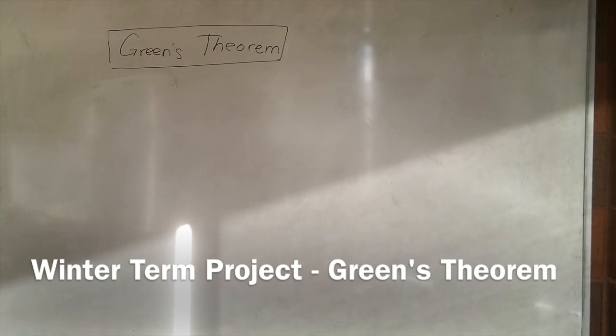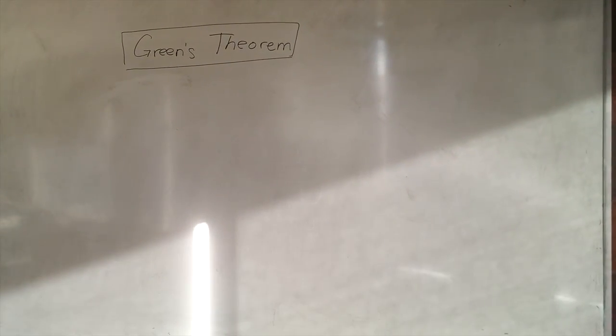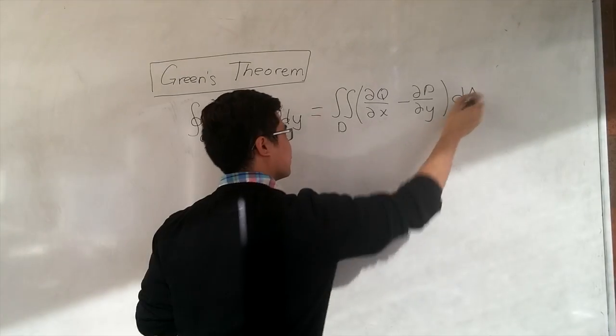We're going to be talking about Green's theorem. Green's theorem provides a relationship between the integral along a path and the double integral over the region contained by the path. And the relationship is as follows.